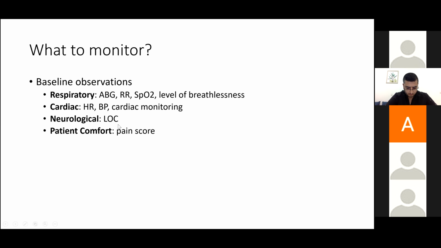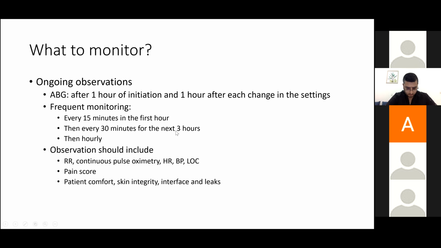Then you look at the heart rate, blood pressure, the ECG monitor, if you have it, a level of consciousness. If the patient is very sedated, then NIV is not the appropriate treatment, and the pain score. Then as you go on with the treatment, if the patient is keeping the mask on and you see that they are having good synchrony with the machine, they are feeling more comfortable, after 1 hour, you repeat the blood gas. And then after every adjustment you do on the setting of the ventilator, you do also another blood gas.